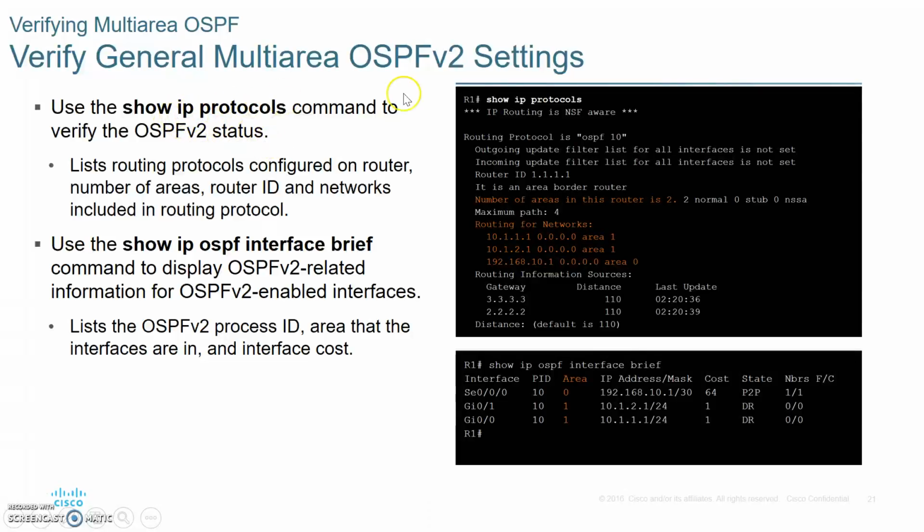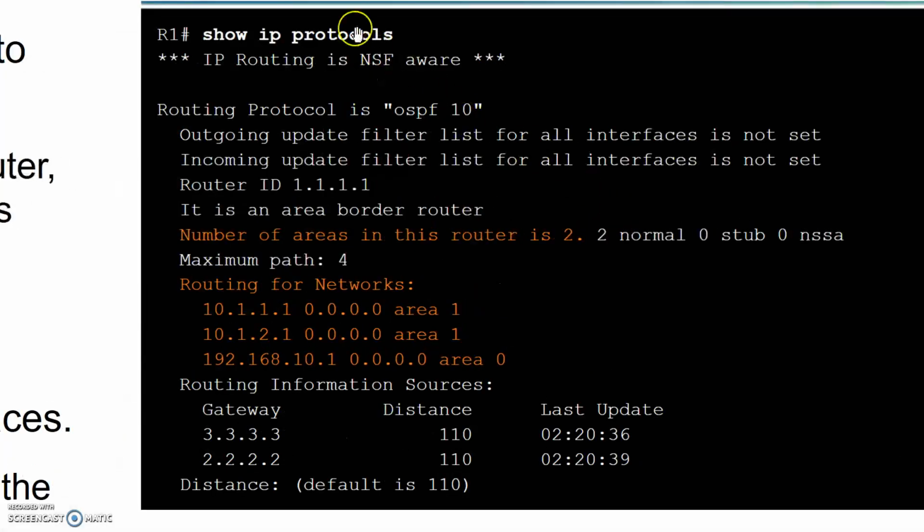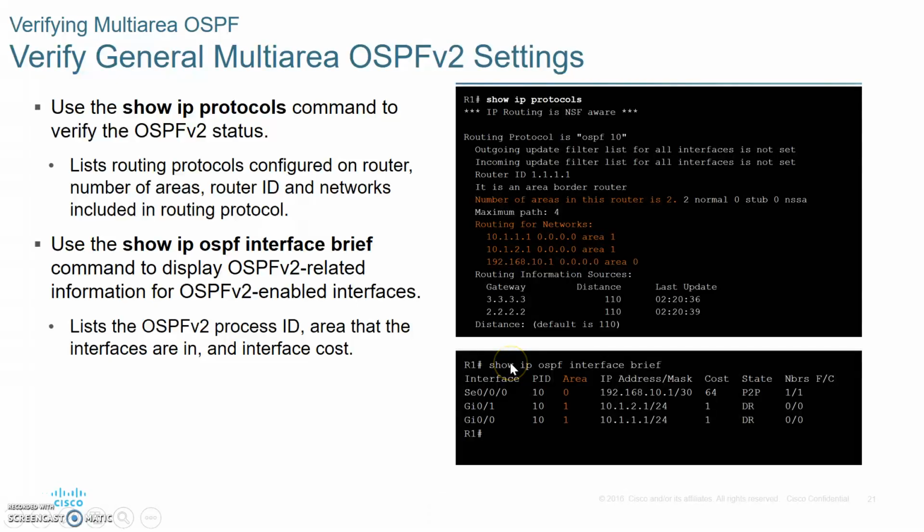Okay, show ip protocols. When you run show ip protocols, you can see that, the one highlighted in orange, the number of areas in this router R1 is 2. So this is an area border router. Which areas is it connected to? Area 1 for these two networks and area 0 for the 192.168 network. So your show ip protocols will tell you more about R1, which is an area border router that's connected to area 1 and area 0.